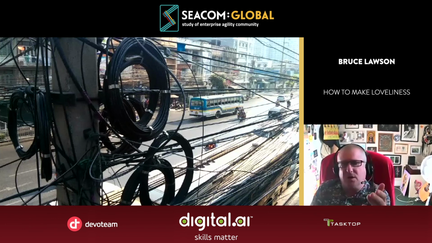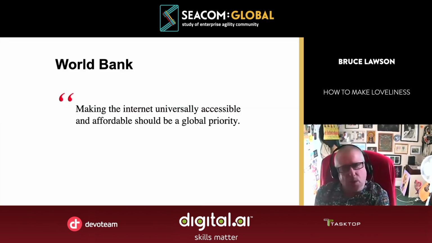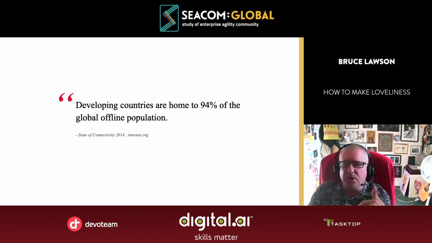This is infrastructure in most parts of the world. This was taken out of the window from my apartment in Bangkok. Replacing all this with fiber optic cables is gonna take decades. In India, in Asia, in sub-Saharan Africa, networks are overloaded, just like this truck that overtook my taxi in Rajasthan in North India. But the World Bank says making the internet universally accessible and affordable should be a global priority. Developing countries are home to 94% of the global offline population.